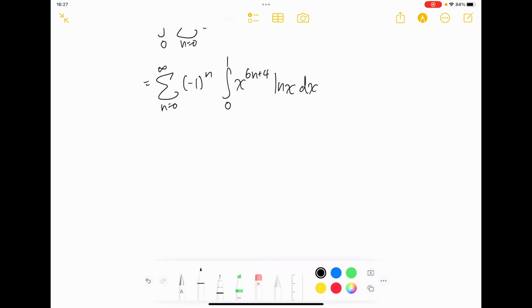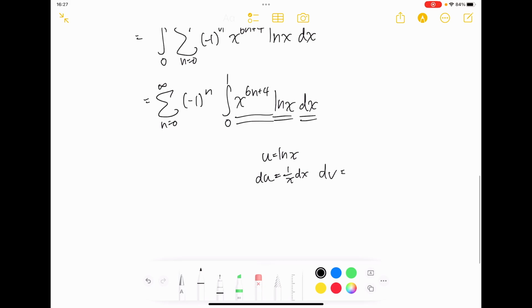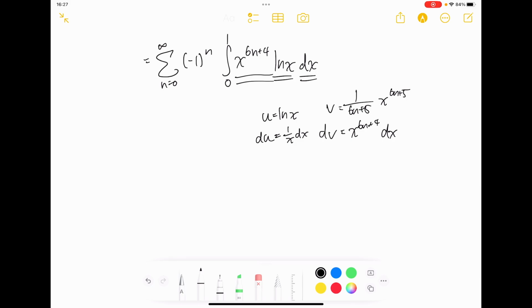We're going to set u equals ln x, and that means du is 1 over x dx. And we're going to set dv, maybe I should write dv down here, dv to be x to the 6n plus 4 dx, and v will be equal to 1 over 6n plus 5 times x to the 6n plus 5 by the power rule.